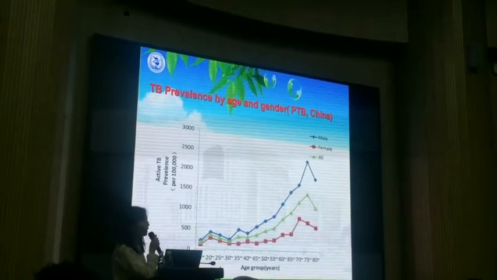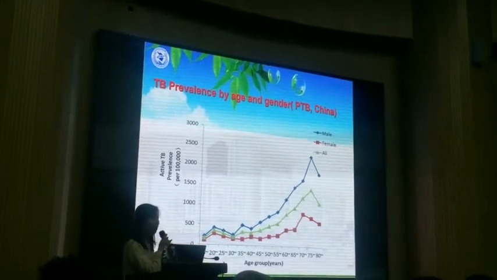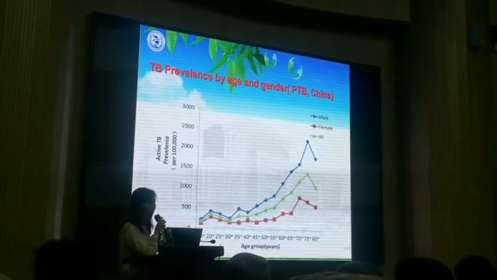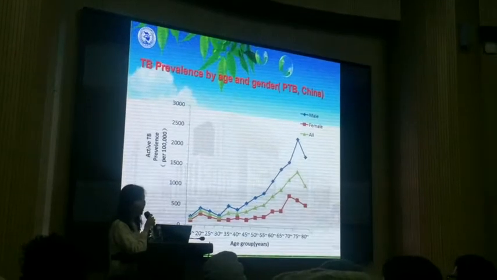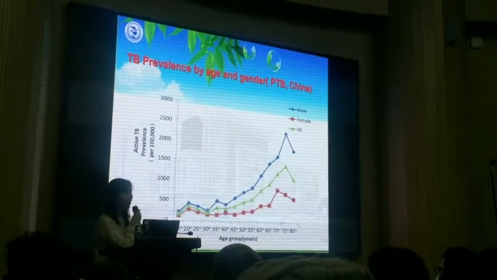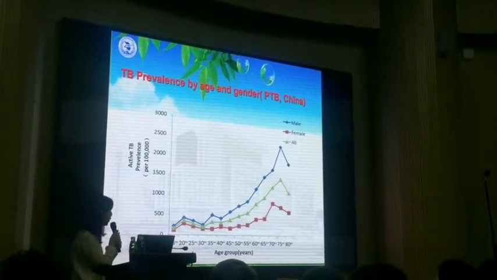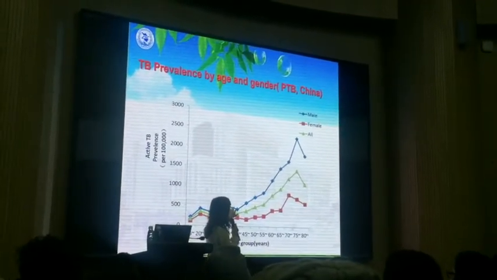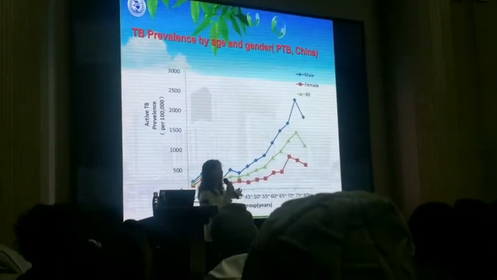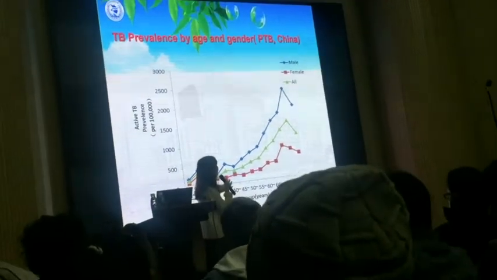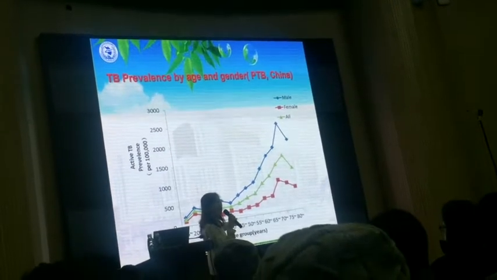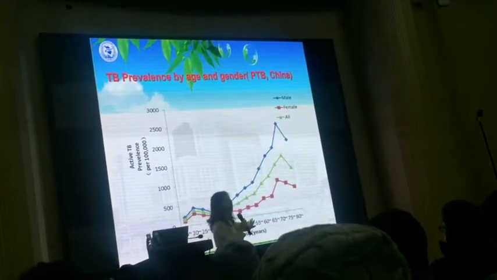And from this slide, we can see male, female, and the whole population. We can see the prevalence of TB is increasing by age. Also, we can see the blue represents male, and the red represents female. So we can see the prevalence of male is higher than that of female in every age group.